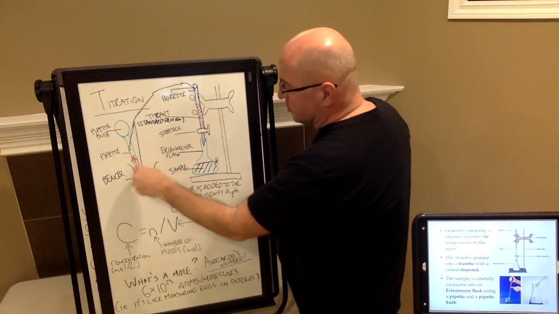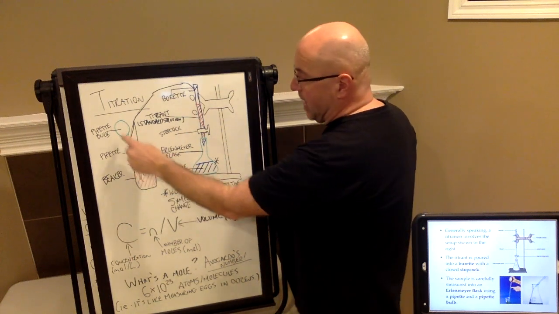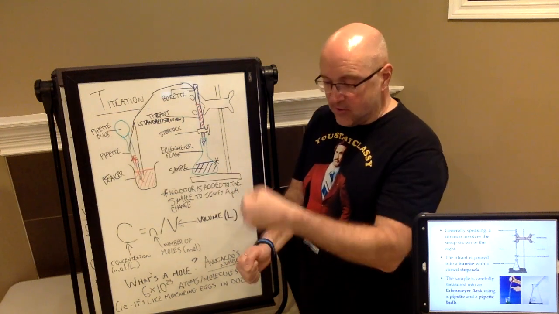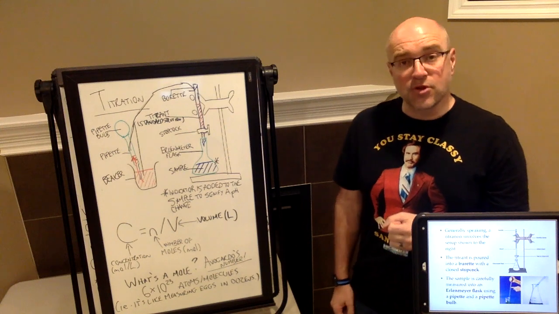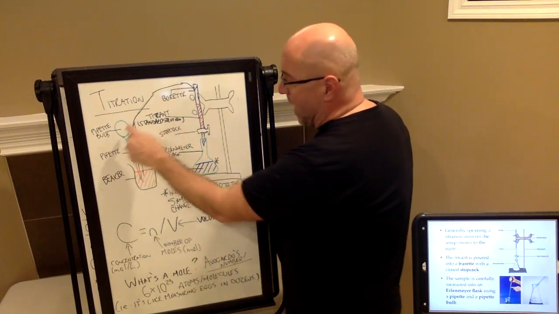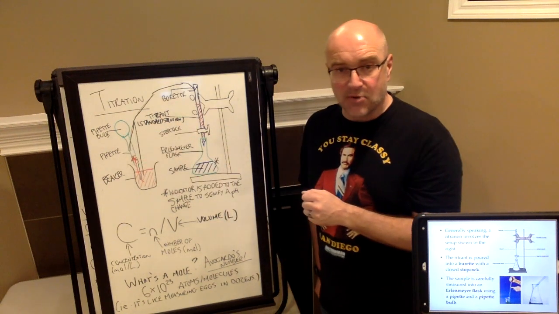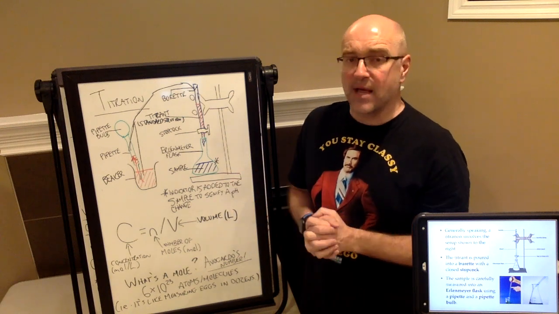A couple of things about how we get it in there. The standard solution would be in a beaker. We would then use a pipette with a bulb to pull up the standard solution into the pipette, making sure that we don't go past the bulb and get anything into the actual bulb, because remember, these are acids and bases, they're corrosive.